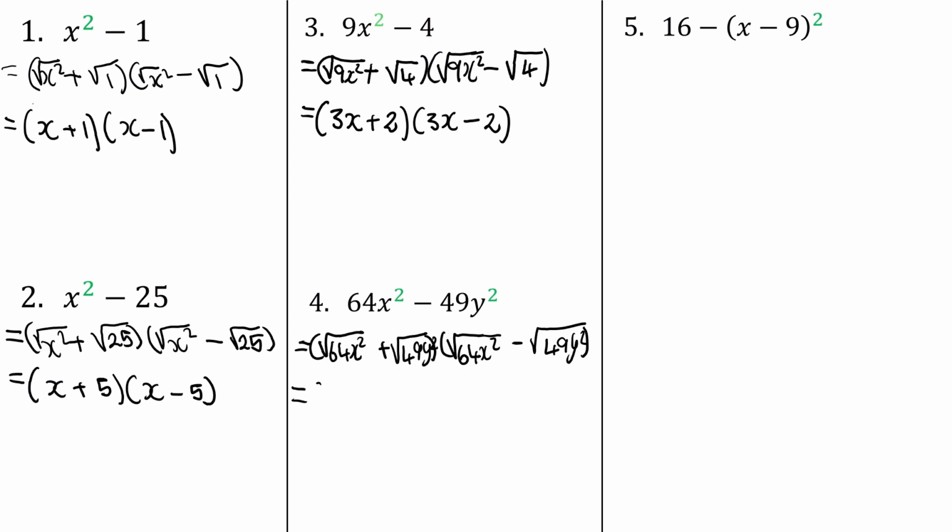Then you just press in your calculator. Square root of 64, I think it's 8, and square root of x squared is x, then plus square root of 49 is 7, square root of y squared is y. Open bracket, square root of 64 is 8. As we said, square root of x squared is x, and minus square root of 49 is 7, and square root of y squared is y.